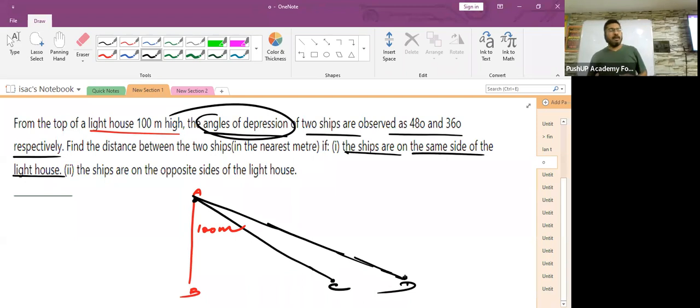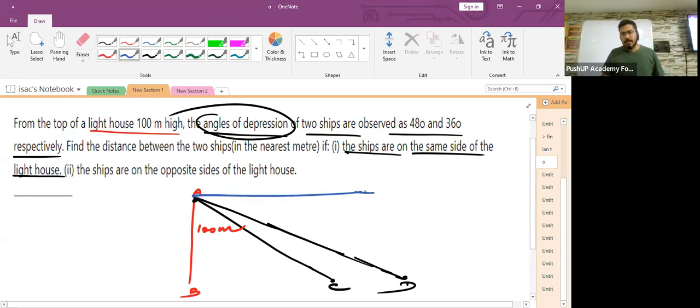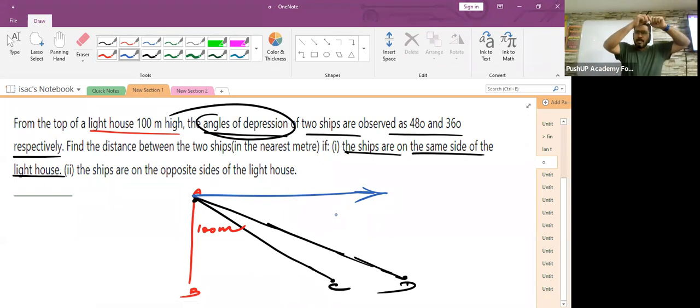Okay. Now, C and D are the two ships which are on the same side of the lighthouse. In my diagram, it is lying on the right-hand side of the lighthouse. Okay. Now, children, let me draw the angles of depression here. So for drawing the angle of depression, you need an imaginary horizontal line. Since the observer is standing on top of the lighthouse, from that point A, you have to draw the imaginary horizontal line. So the blue colored line which I have drawn happens to be the imaginary horizontal line.